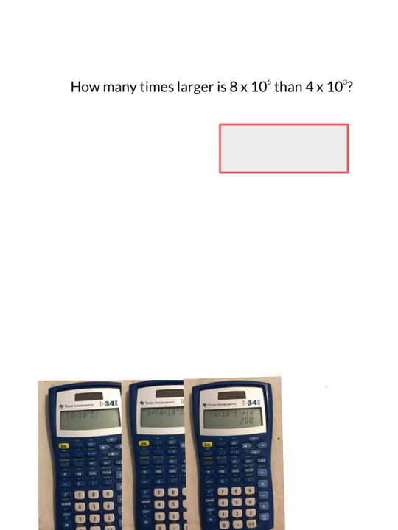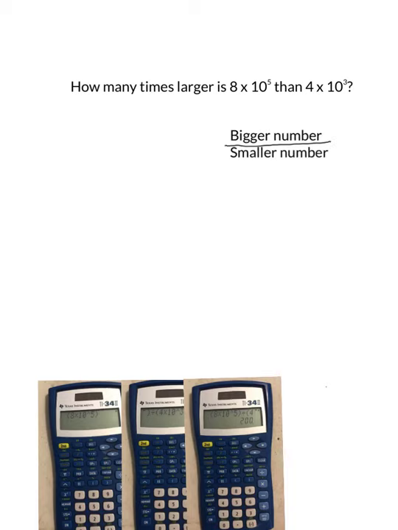Here we have an example: how many times larger is 8 times 10 to the 5th than 4 times 10 to the 3rd? The first thing we want to understand is the formula for estimating scientific notation. That formula is the bigger number divided by the smaller number. First, we want to make sure which one is the bigger number.